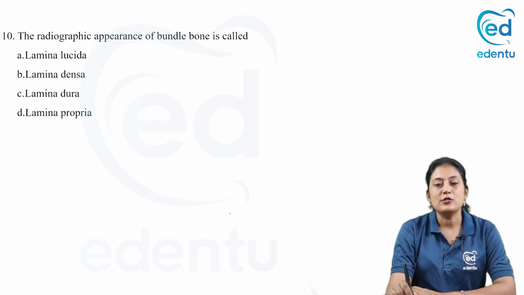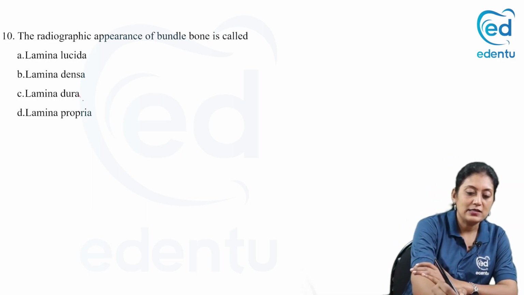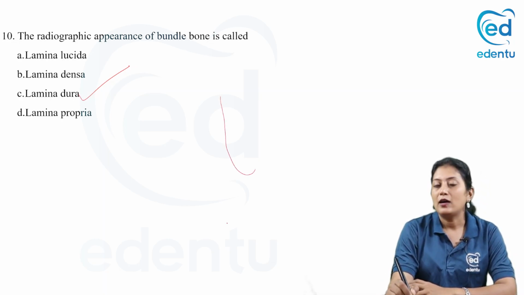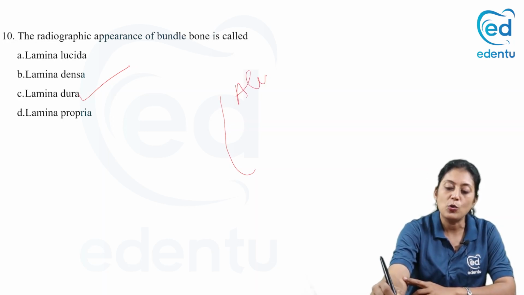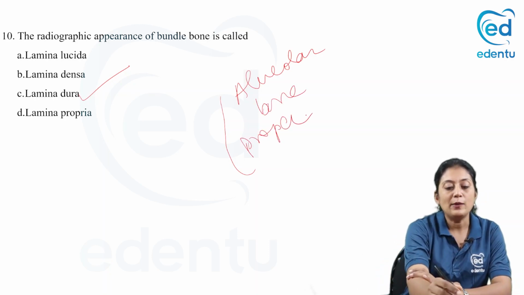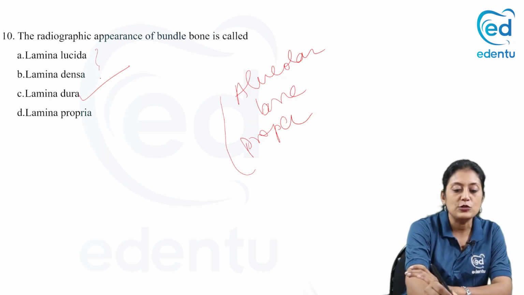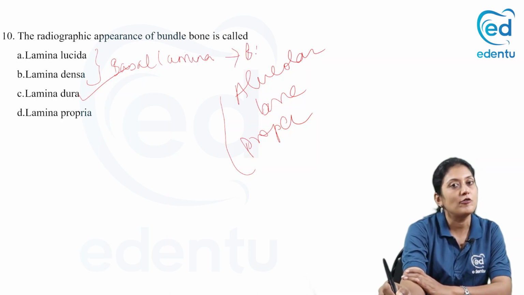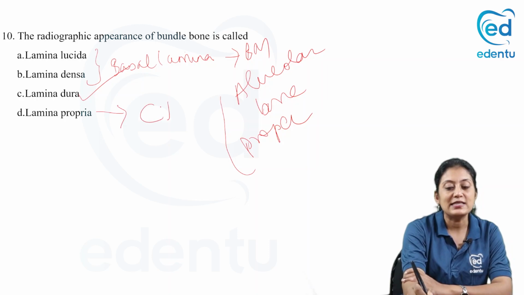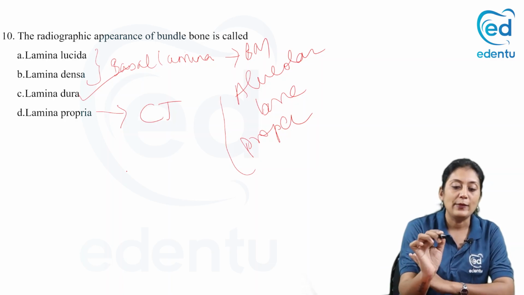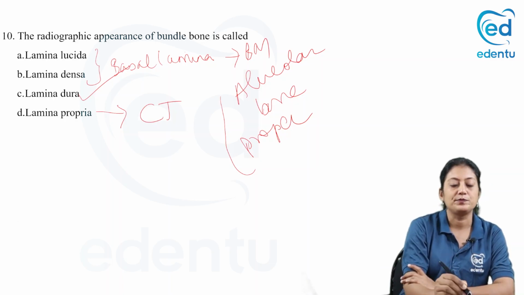The radiographic appearance of bundle bone is called as, the right answer is lamina dura. It will be seen as a thin radio-opaque line on the radiograph, that is called lamina dura, which is nothing but bundle bone, or also known as alveolar bone proper. The other name for bundle bone is alveolar bone proper. So, what about lamina lucida and lamina densa? These two are parts of basal lamina, which is nothing but electron microscopic appearance of basement membrane. Whereas lamina propria is the connective tissue of the oral mucosa. Everything starts with lamina, so you should not get confused. Lamina dura is the radiographic appearance of bundle bone.